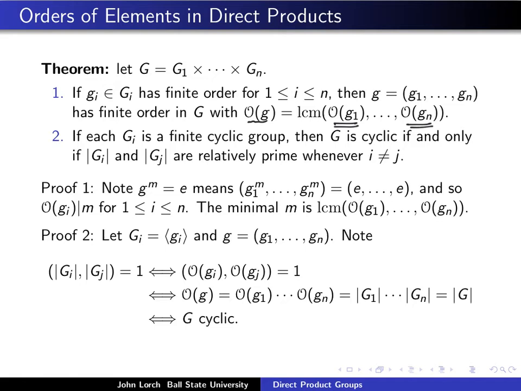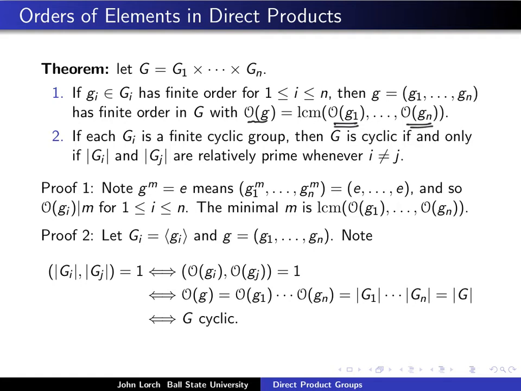That, of course, really only makes sense when each of the components has finite order. Now, the second part of the theorem sort of gives us an answer about when capital G is a cyclic group. So if each of the component groups is a finite cyclic group, then the direct product group will be cyclic if and only if the orders of the component groups are pairwise relatively prime.